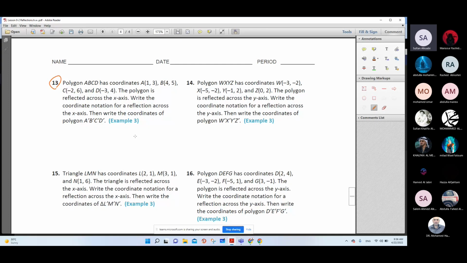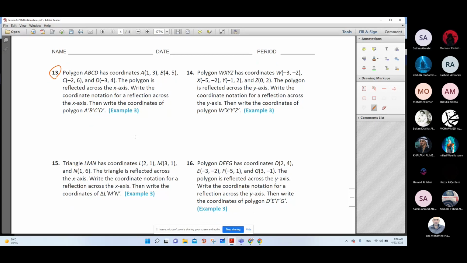Polygon ABCD has coordinates A(1, 3), B(4, 5), C(negative 2, 6), and D(negative 3, 4). The polygon is reflected across the x-axis. Write the coordinate notation for the reflection across the x-axis, then write the coordinates of the polygon A'B'C'D'.